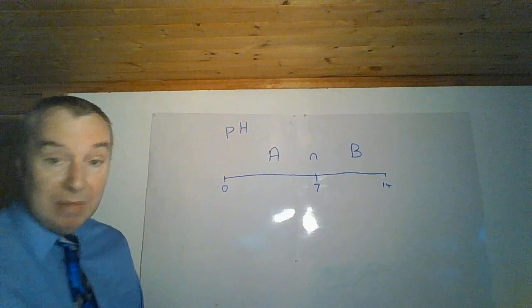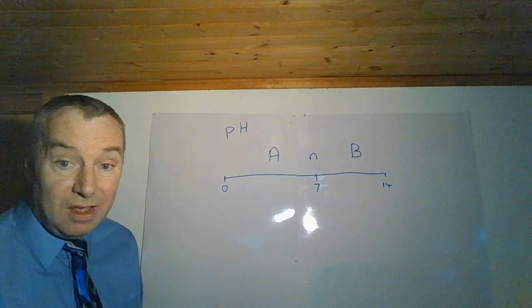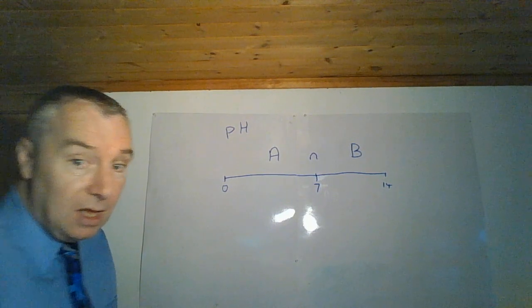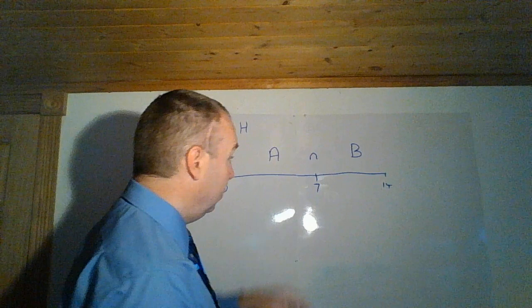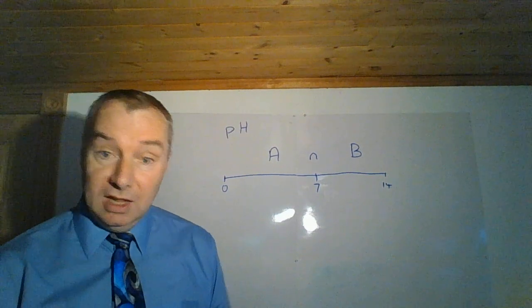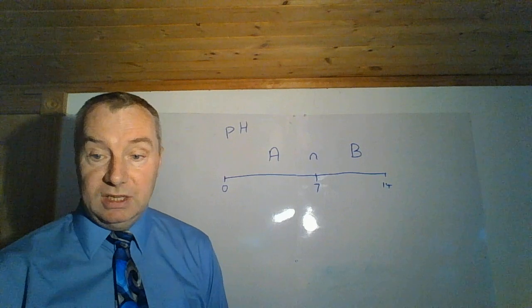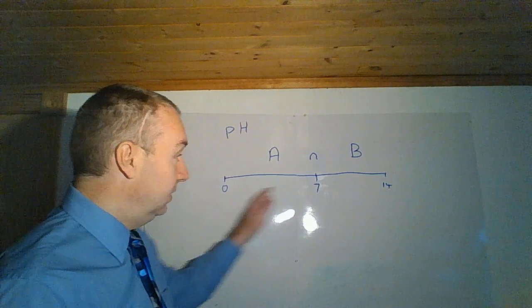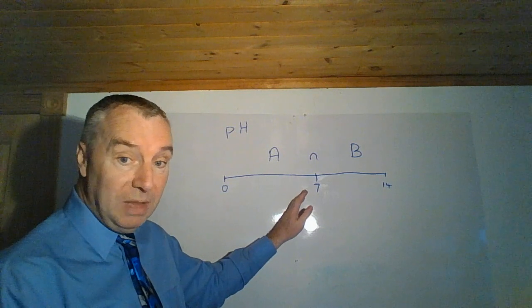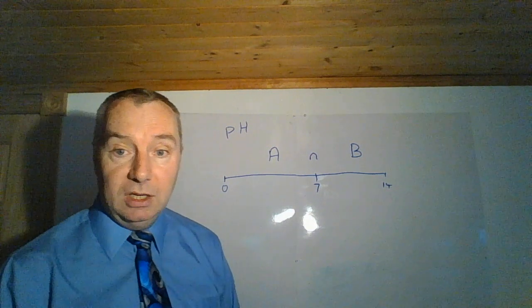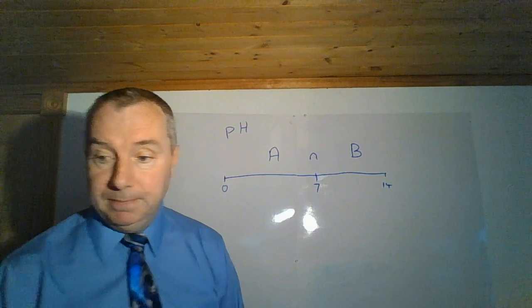And B is for bases, and that's between 7 and 14 on the pH scale. And then N is for neutral. Neutral is not at 0 as you might expect, it's at 7. So that's an important number to remember. All acids are from 0 to 7 on the pH scale. All bases are from 7 to 14 on the pH scale. And neutral is exactly 7.